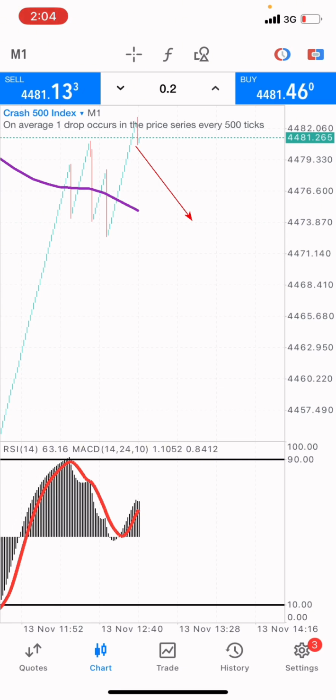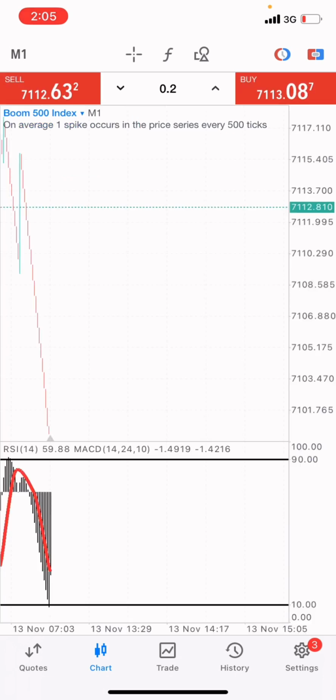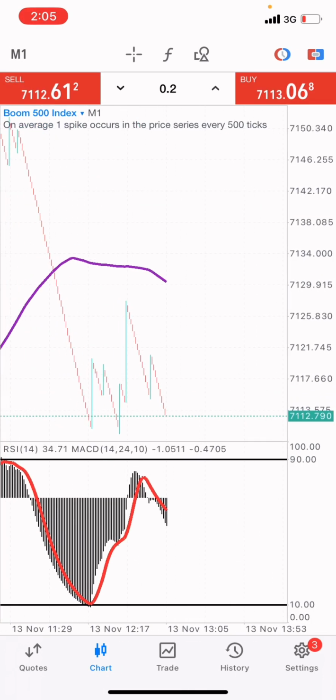So we're going over to the boom market right now. We're going to be using the same parameters on the Boom 500 index market. I'm not going to change any parameters, using the same setup. So we'll go over to the Boom 500 index market right now, using the RSI, the MACD, and the moving average.